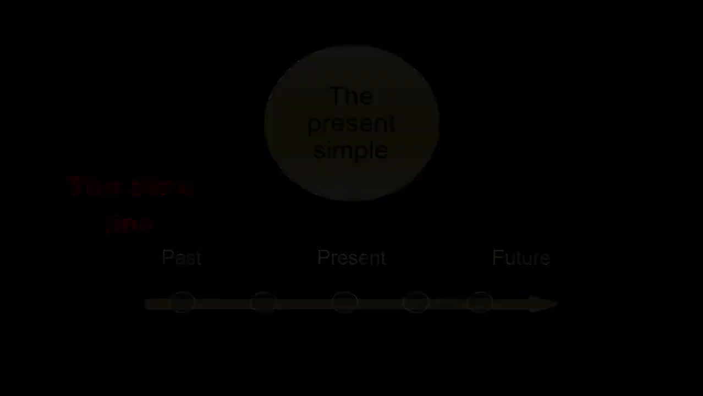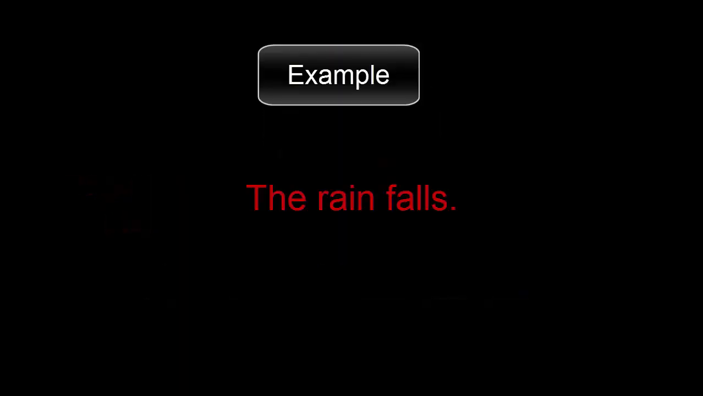For example, when we say the rain falls, it is always falling. Like it was falling in the past and it is falling now and it can fall in the future.